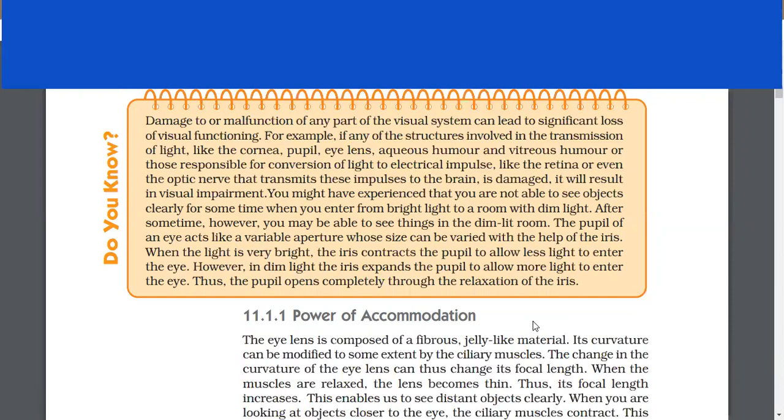You might have experienced that you are not able to see objects clearly for some time when you enter from bright light to a room with dim light. After some time, you may be able to see things in the dim lit room.